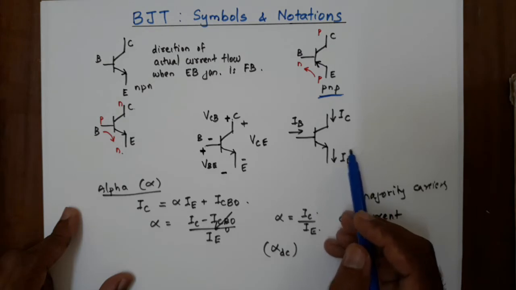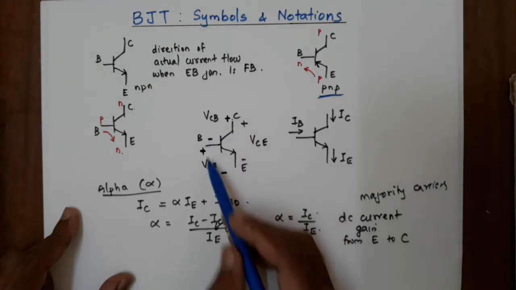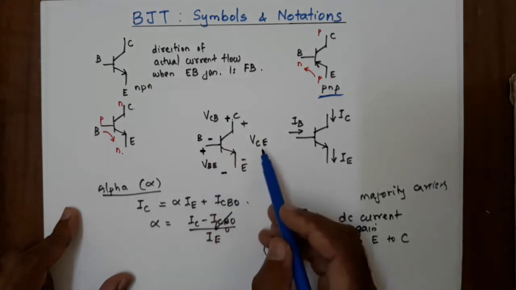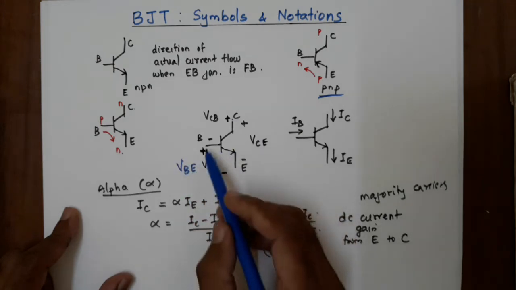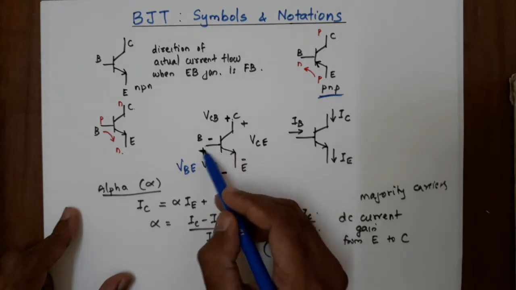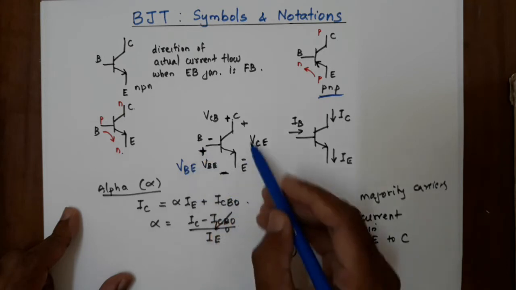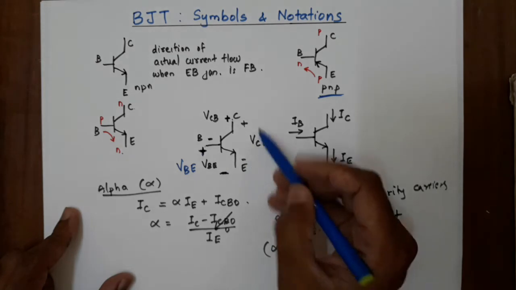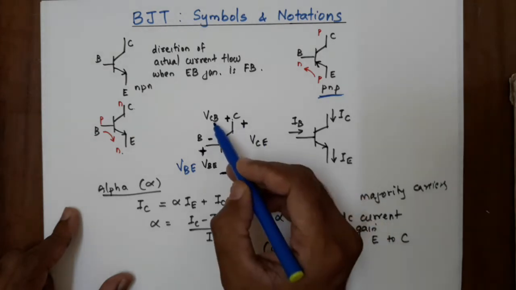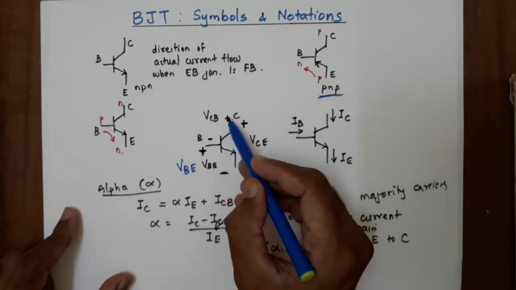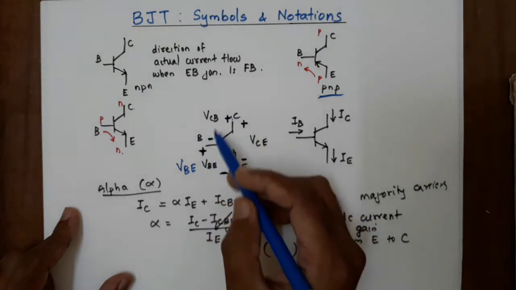Now coming to the voltage conventions used. There are three voltages marked in this symbol. Whenever I say VBE in this course, it means the base to emitter voltage with base positive and emitter negative. Then VCE is the collector to emitter voltage with collector assumed to be at higher potential with respect to emitter. This is the convention used. Then VCB is collector to base voltage with this polarity, C is positive, B is negative. So these are the three voltages that we will use.